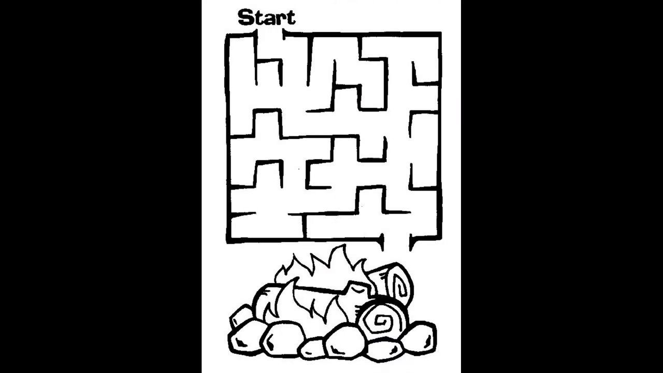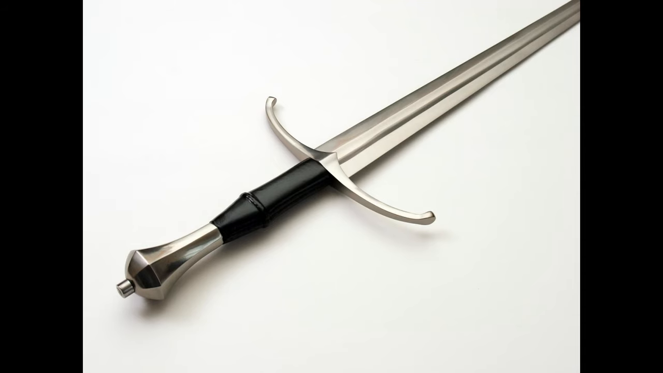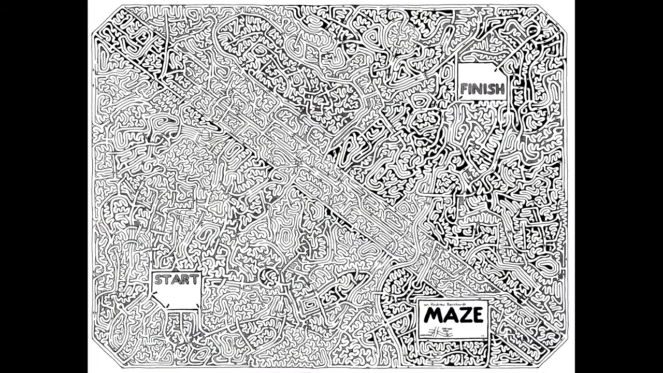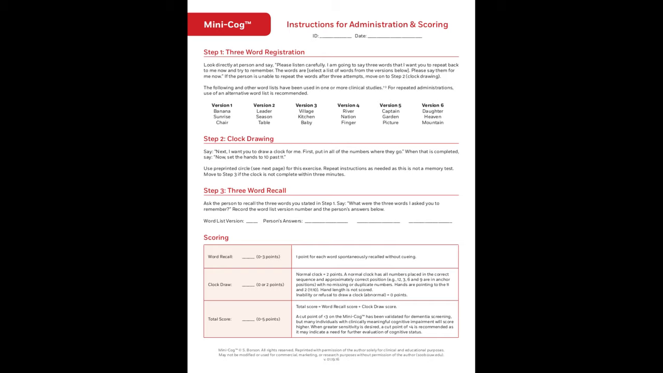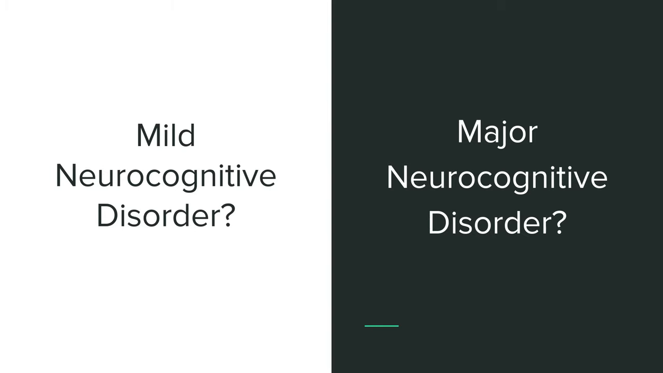Compared to the other tests that I've discussed, the Mini-Cog is relatively easy. That's a double-edged sword. On the one hand, ideally you don't want to administer a test that's so difficult that your patient gives up halfway through. On the other hand, remember that these are screening tests. If you're administering this as a screening test, then that probably means that you're trying to decide between whether your patient has mild cognitive impairment or dementia.